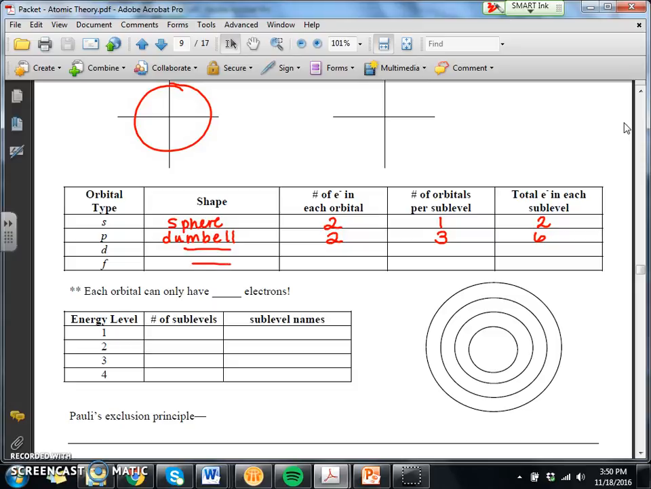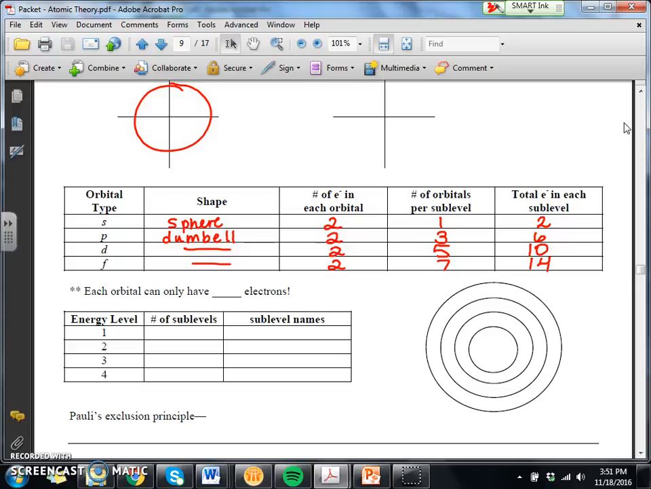The shapes of the d and f sublevels are not very important for our class. If you take chemistry in college, you'll probably go more into those shapes, but they only get more and more complicated, which means they require more and more energy. Now, there's still only 2 electrons allowed. An orbital can only have 2 electrons in it. The d sublevel has 5 orbitals, so 2 times 5 is 10, and the f sublevel has 7 orbitals in it, so 2 times 7 is 14.